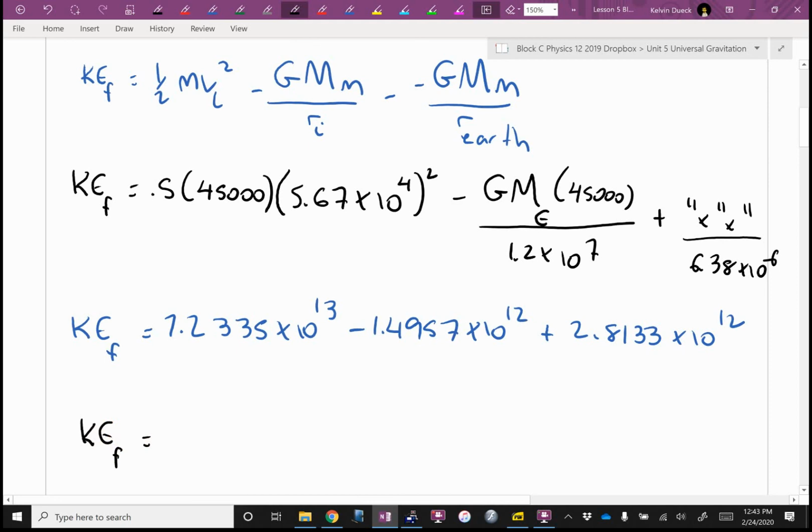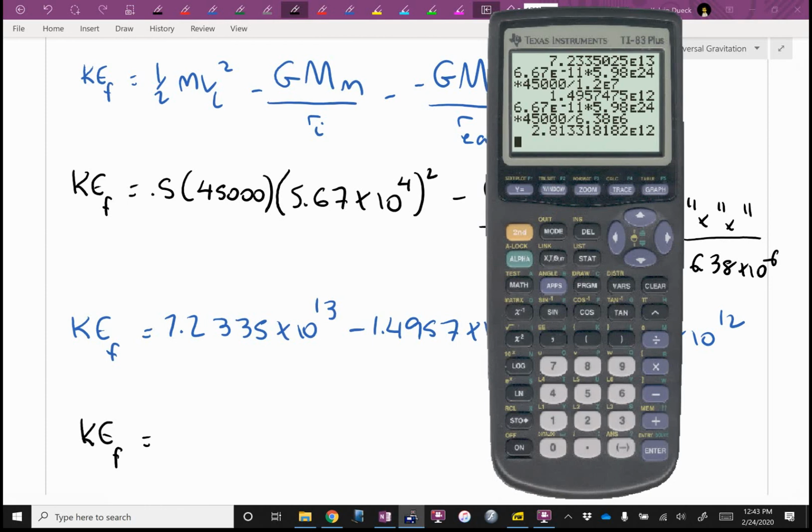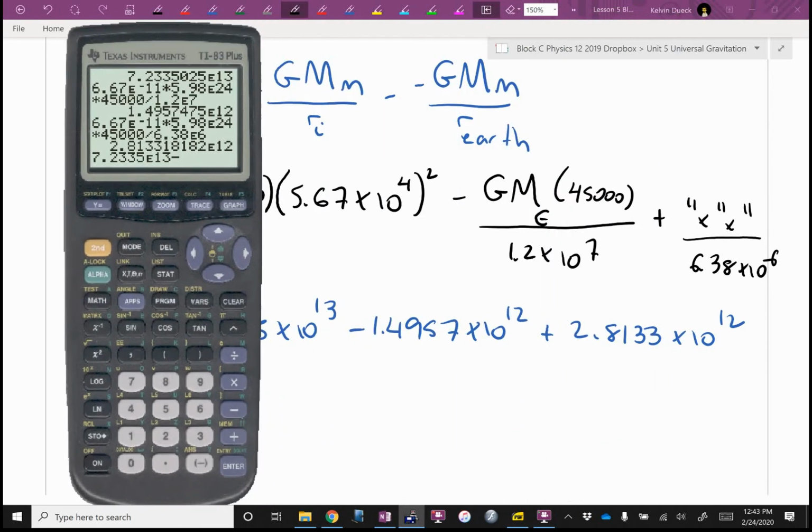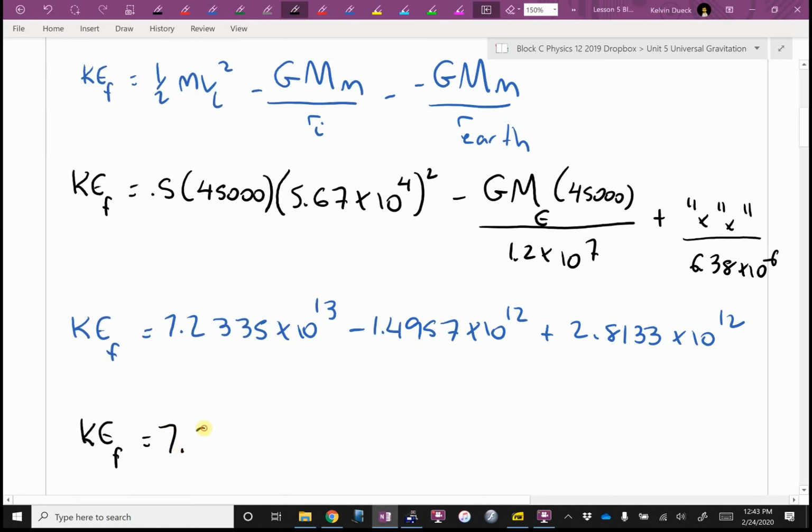So my final kinetic energy is going to be 7.2335 scientific notation button 13. Take away 1.4957 scientific notation button 12 plus answer button. See if you get 7.365 times 10 to the 13th. I got some nods.